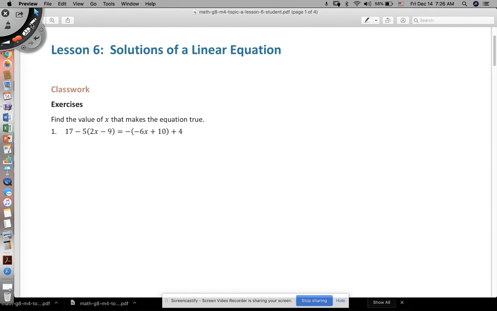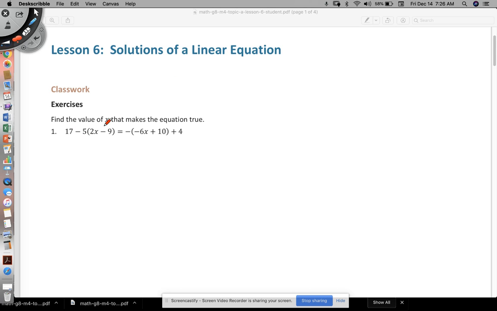Okay, so here we go with lesson 6. All right, so we're going to kind of continue the same thing, except for this time we don't need to write the equation. It's already going to be given to us, so we're just going to solve these ones straight out. We're going to combine our like terms, and we're going to use distributive property. So a little bit of a combination of what you guys did yesterday as well.